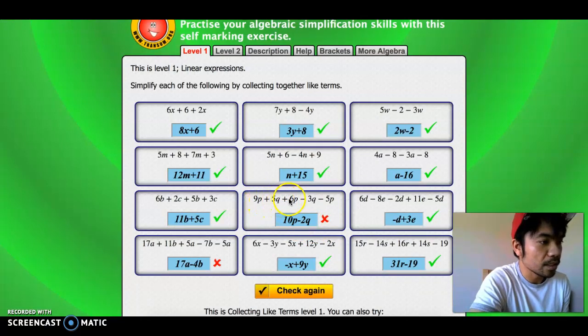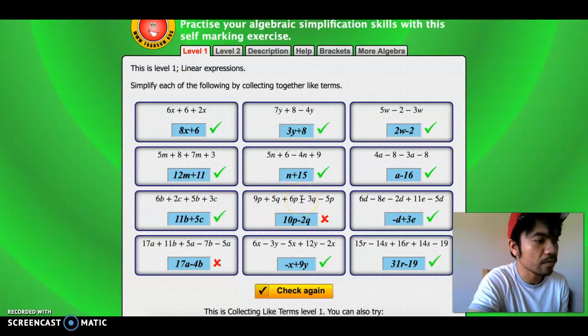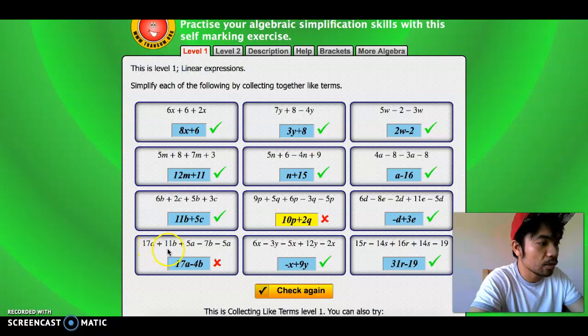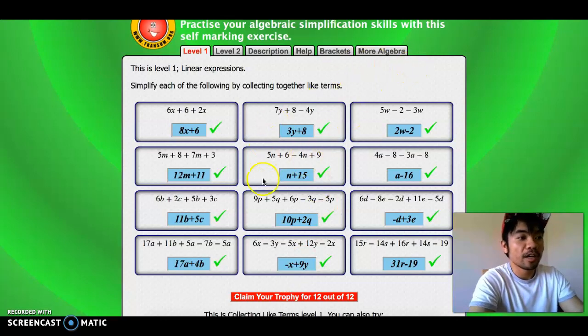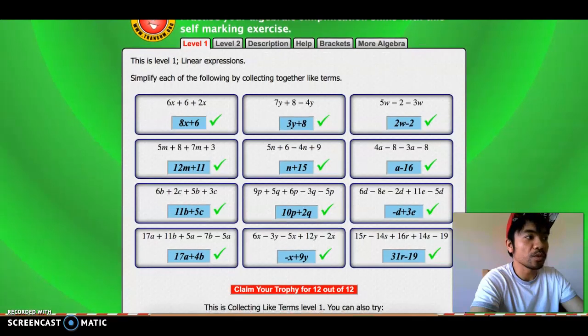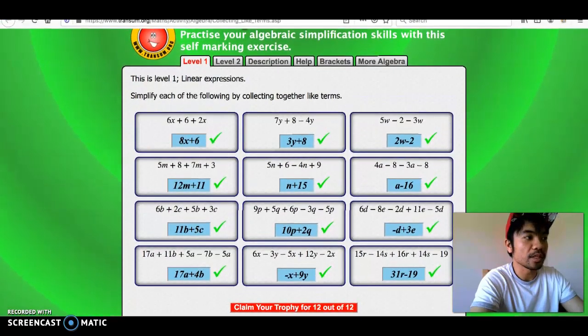9p plus 6p is 15p. Minus 5p is 10p. Oh, this one should be a plus. And then this one should be a positive. Okay, there you go. Now, if you refresh this, it actually gives you new sets of questions.